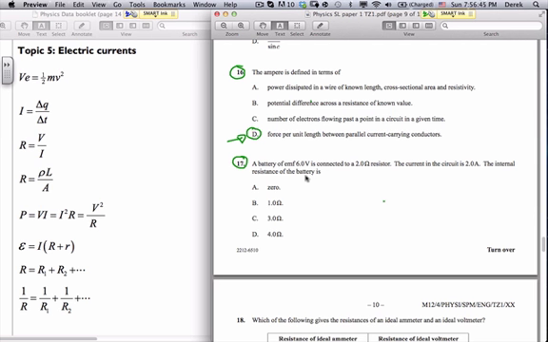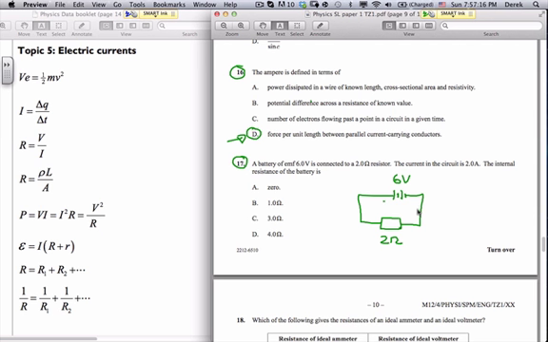17. A battery of EMF 6 volts is connected to a 2 ohm resistor. The current in the circuit is 2 amps. The internal resistance of the battery is. So we have a battery, and it's connected in a circuit here, and this is 2 ohms here, and it's got an EMF of 6 volts.